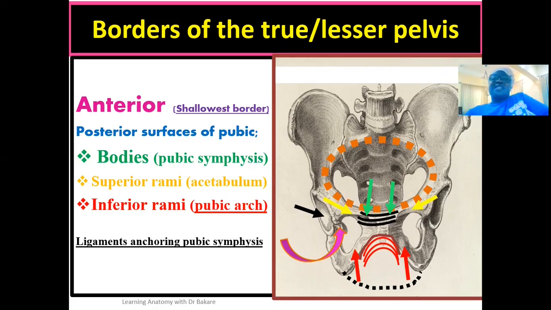Then we also have the anterior pubic ligament, and this is what is highlighted here in purple. It is seen to reinforce the joint in the anterior part. Then finally, we have the posterior pubic ligament that is highlighted here in dotted blue, and this is seen to reinforce this joint at the posterior part. So you can see that you also have a number of ligaments in the anterior border of the true or the lesser pelvis, and this is what is captured here in this slide.